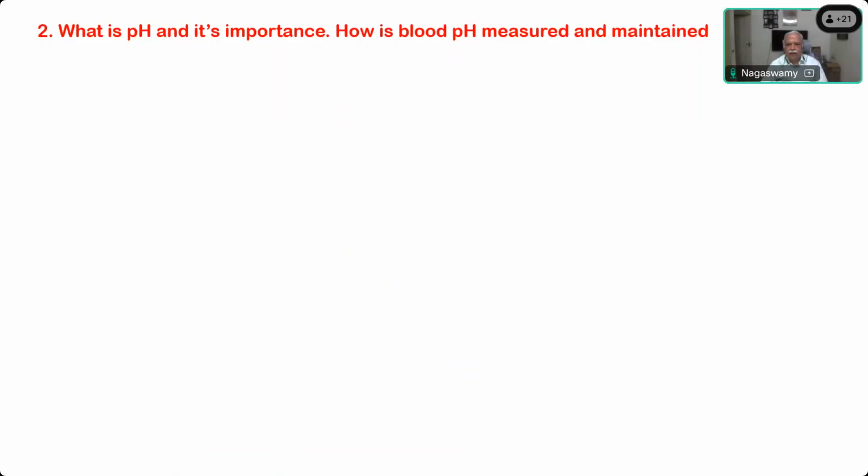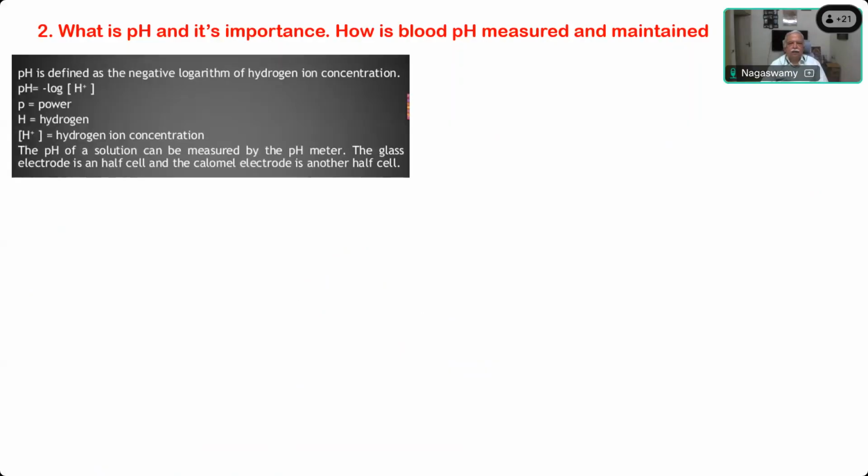So, how pH is measured and maintained. It is defined as the negative logarithm of hydrogen ion concentration. P means power in English, but puissance in Danish language, hydrogen. So the hydrogen ion concentration is the actual pH. That's why we write the first P as small letter and H as capital letter.